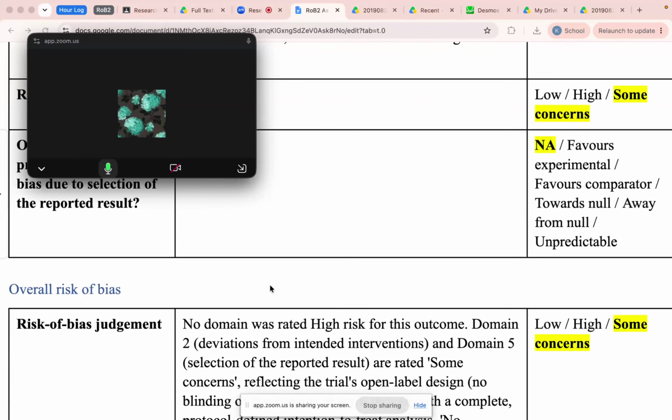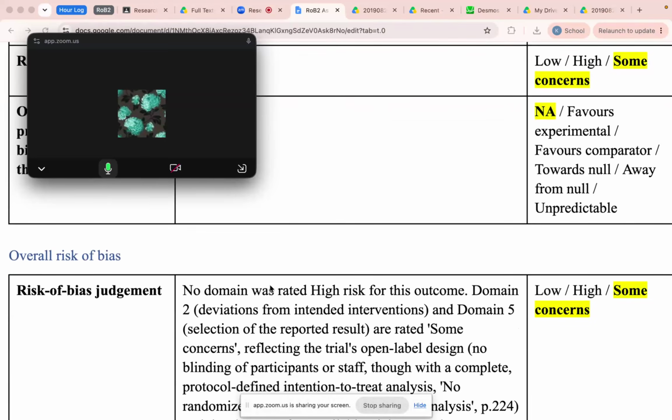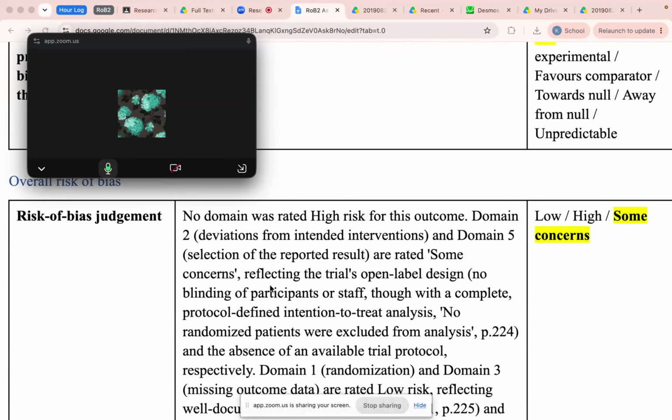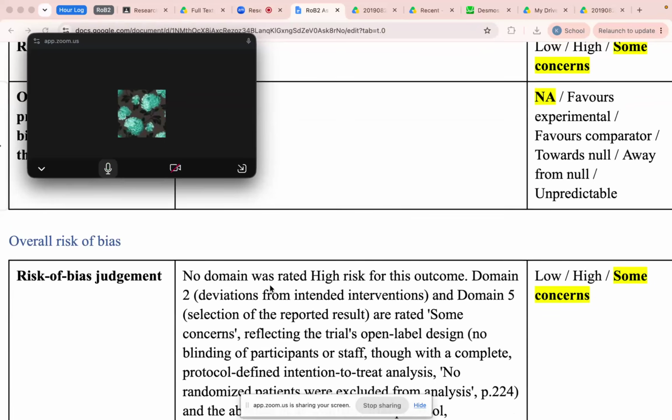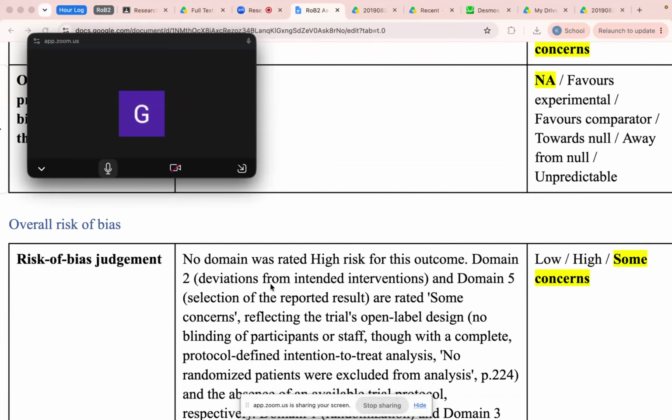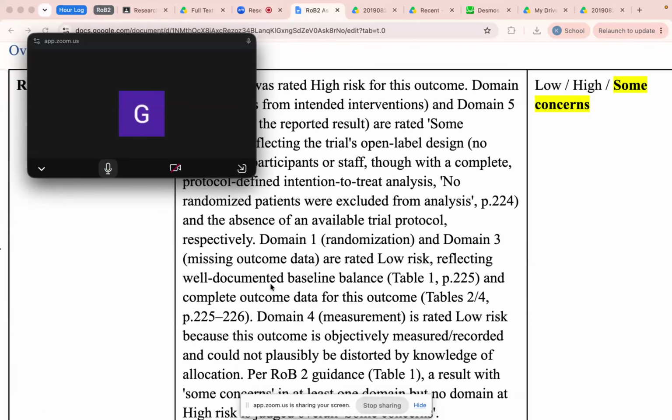We can move on to domain 6. Or no, there's no domain 6. I apologize. So my overall risk of bias judgment, I think it would be some concerns. I think that was the highest risk of bias that we got. Yeah, I agree with some concerns for the overall.